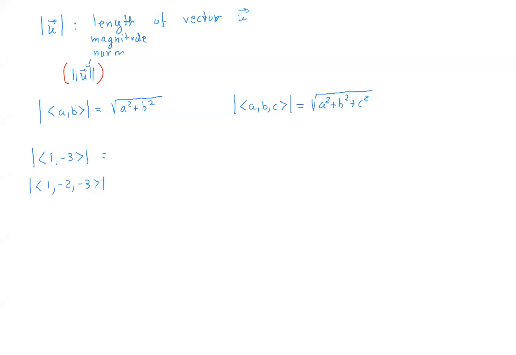And here's the first one. For the first one, it will be square root of 1 squared plus negative 3 squared, which is square root of 10. And for the second one, it would be square root of 1 squared plus negative 2 squared plus negative 3 squared, which is the same thing as square root of 14.